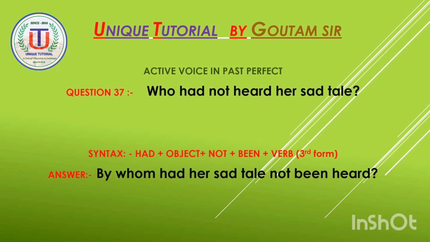Question number 37. Who had not heard her sad tale? The sentence is in active voice in past perfect. So the structure in passive voice will be: first will come had, then object, then not, then been, then verb third form. So who will become by whom, then had her sad tale not been heard. The final answer is: by whom had her sad tale not been heard?